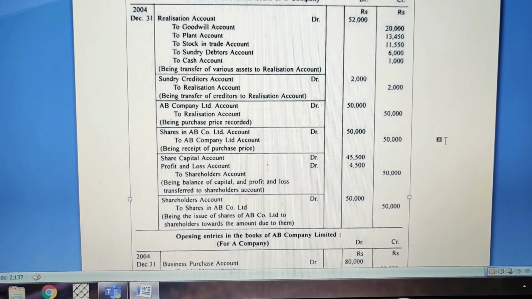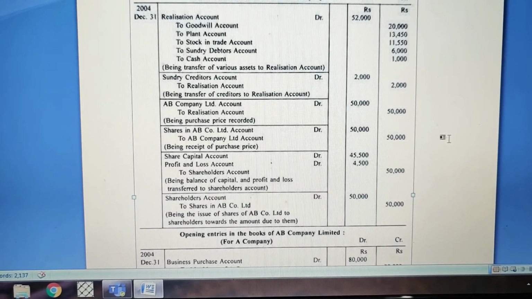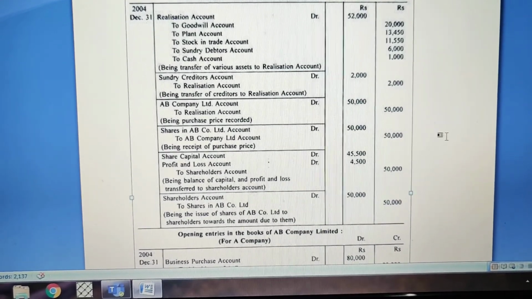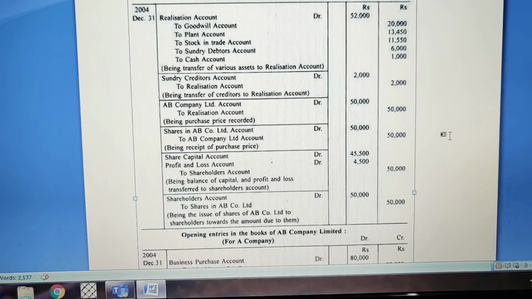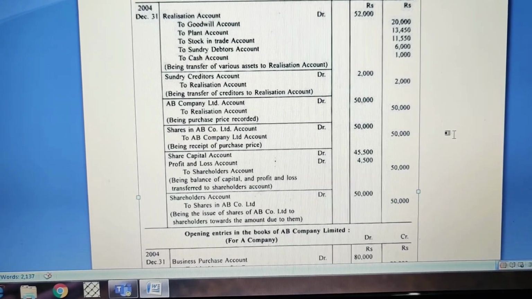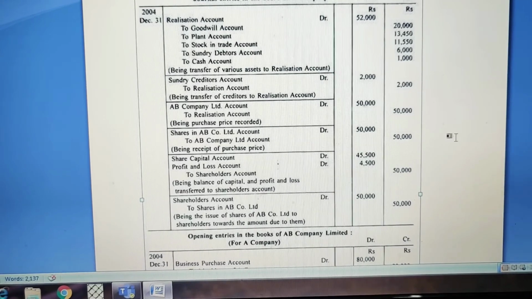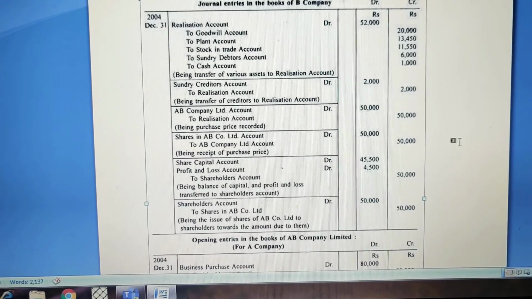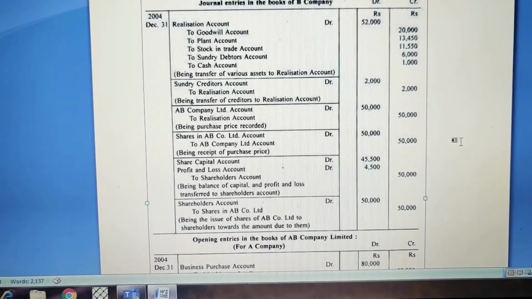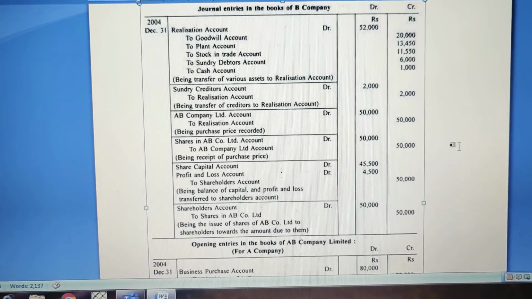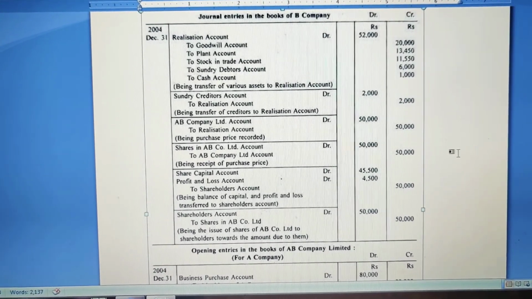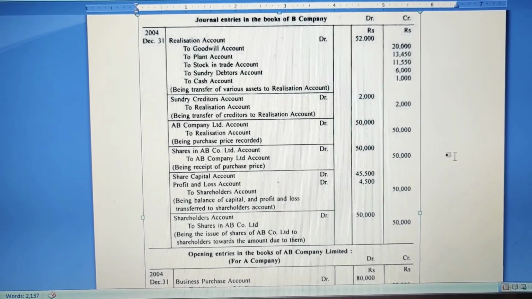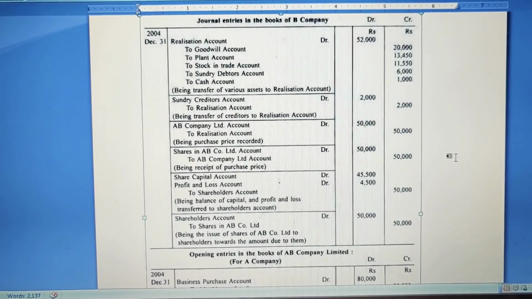Then you are passing your share capital account and your profit and loss account to shareholders account. See the last second entry, 45,500, 4,500 worth of 50,000. You are crediting your shareholders account with 50,000, and then you are giving the shares in AB Company Limited to these shareholders. So shareholders account will be debited, and shares in AB Company Limited will be credited with the 50,000 amount. Okay, so these kinds of journal entries you have to pass in the books of A company, in the books of B company, and make separate ledger accounts for both of the companies.